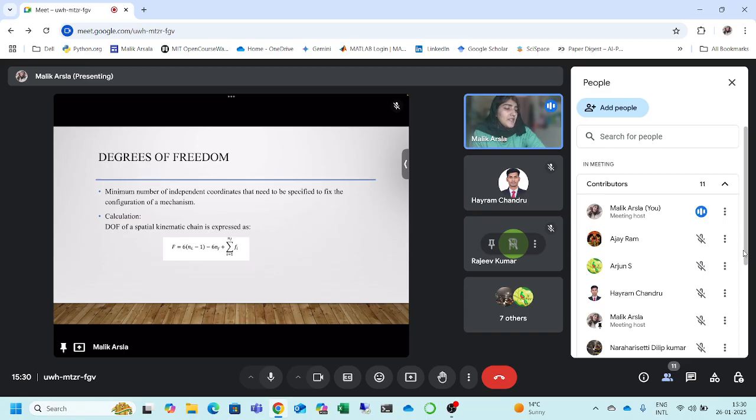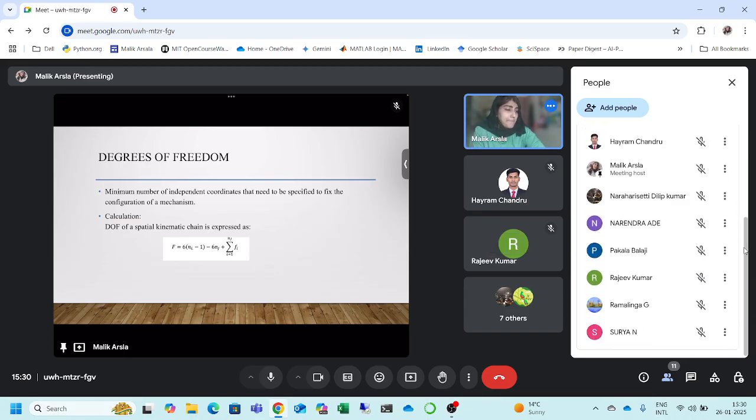Can anyone else try to say what a degree of freedom is? Hello, ma'am. Ma'am, actually, you will take one object. The object moves in basically 3 degrees of freedom. I am not able to hear you properly. That is why there is an issue. It's fine if you know it. If anyone else also knows, he can tell.